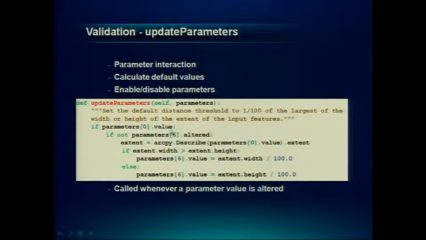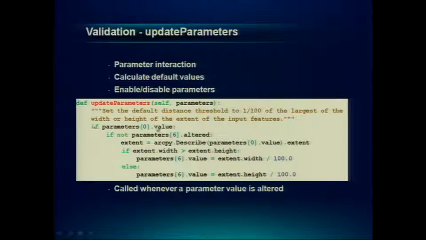So the first parameter has a value, and I should back up. So we have a tool that has like a feature class, right? And there's a parameter further down that has some kind of threshold based on extent, all right? So if you were using this tool, you could manually change that threshold, or you could have the tool auto-populate it, right?